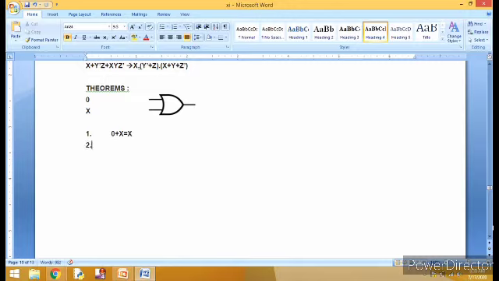Next is, if we apply 1, that means if we pass 1 and the other signal is x, what value are you getting?